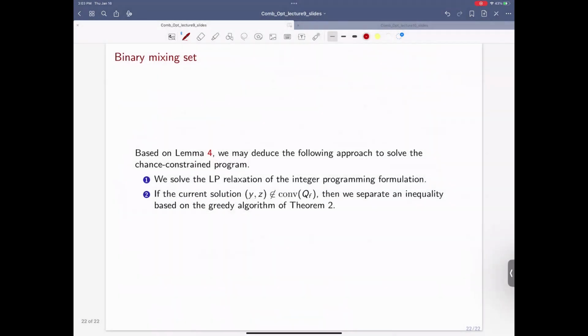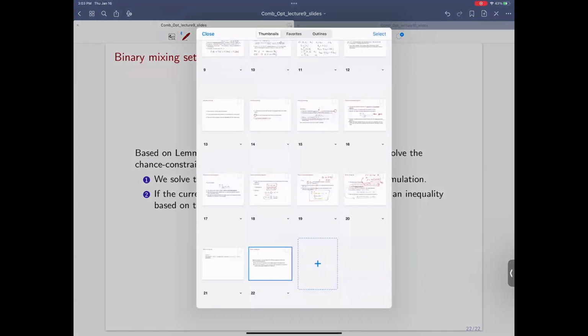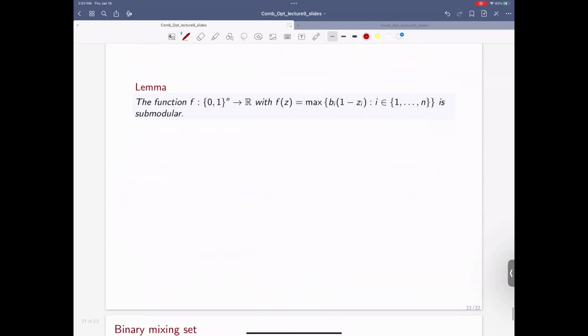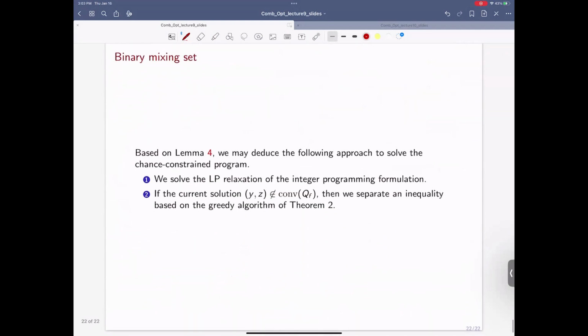Just to summarize what I just explained: you solve the LP relaxation and take the solution y, z. For that y, z, you take into account the submodular function and generate a cutting plane, add it, and resolve that LP, and you continue, and that gives you a solution. All right. Is there any question?